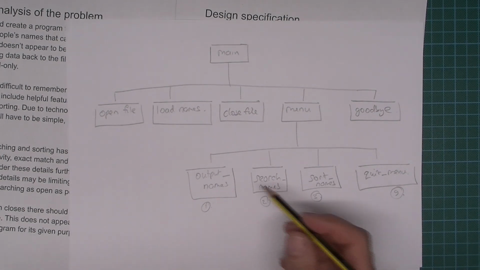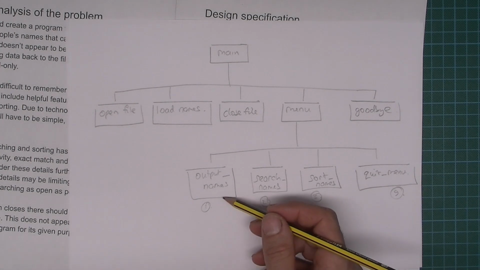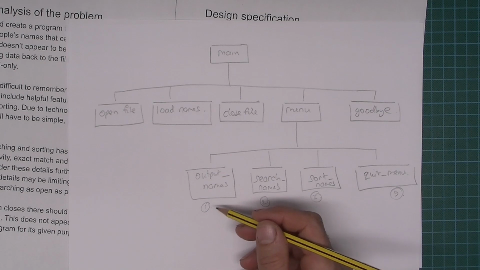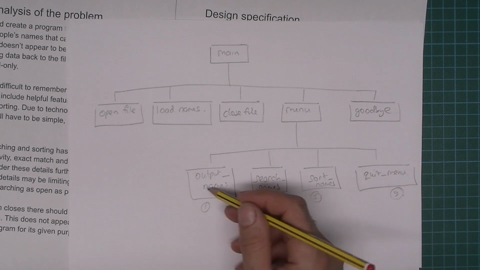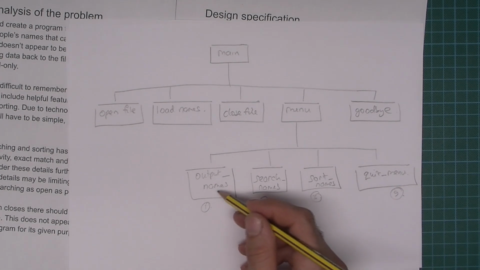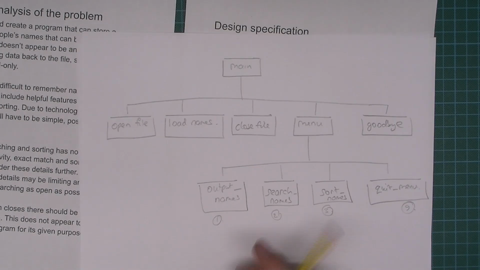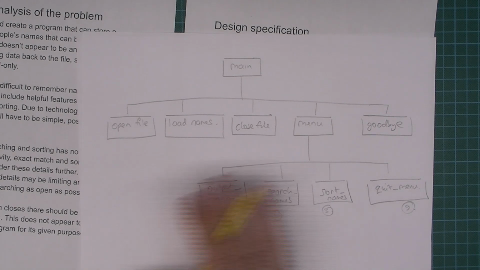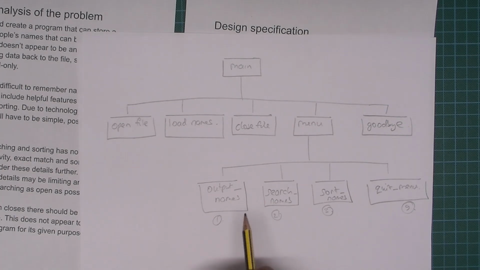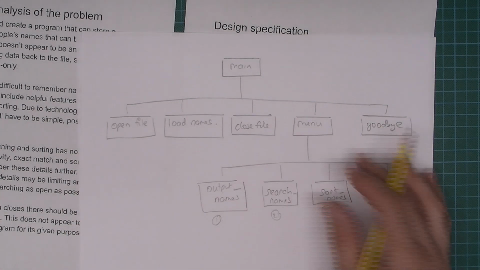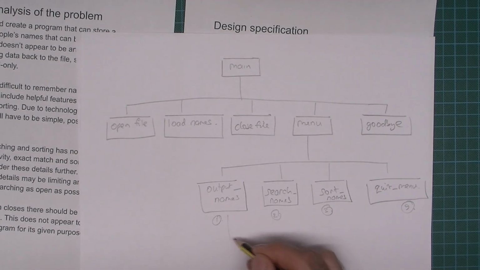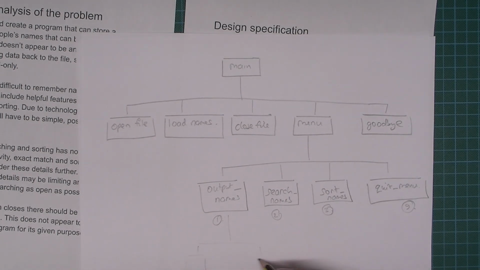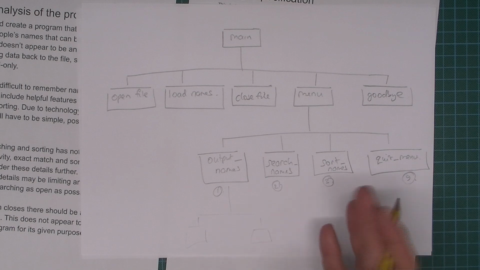It's highly likely that you're going to further split these, like output names, which might be split down into smaller parts. I don't think quit menu would be split down into any smaller parts, but these are likely to be split down, or at least this one, and that's absolutely fine. When you do your program design, it's perfectly valid to just have this high level structure chart, and then code what you can code, and then go back to your design, and that might be further broken down into some other parts. That would be absolutely normal, and that would be expected.